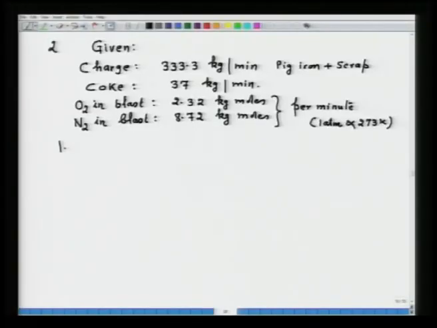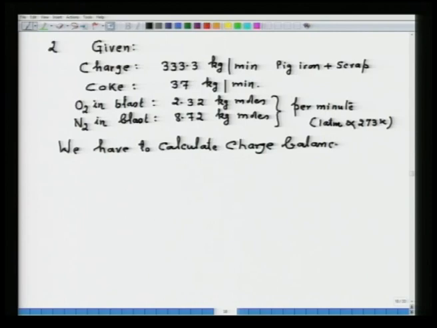Now, what you have to calculate? We have to calculate charge balance. When we talk of balance, it comprises input and output. In this particular problem it is not specifically asked what you should calculate, only asked to make a charge balance. That means your balance should be complete, no quantity should be missing in the input and output side.